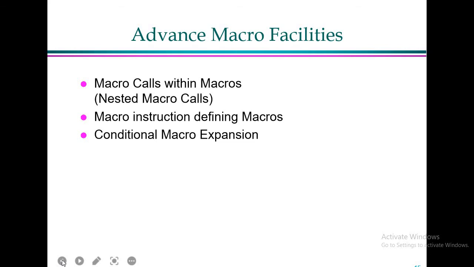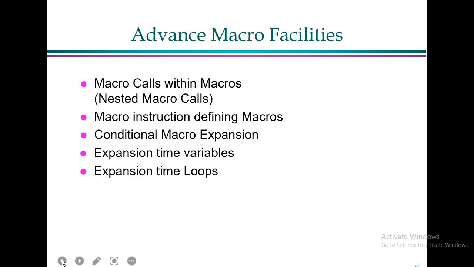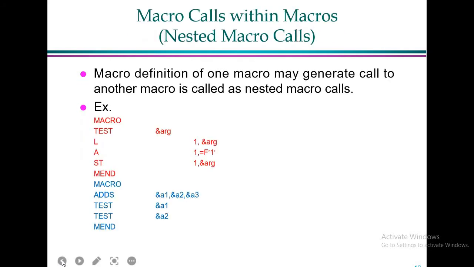Now see, what are the advanced macro facilities that we have to see. First is nested macro calls, that is nothing but a macro within a macro, macro instruction defining a macro, then conditional macro expansion, expansion time variables and expansion time loops that we will see here. Now see, first is what? Nested macro calls or macro calls within a macro.